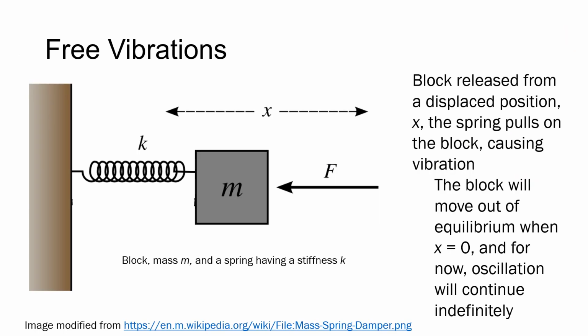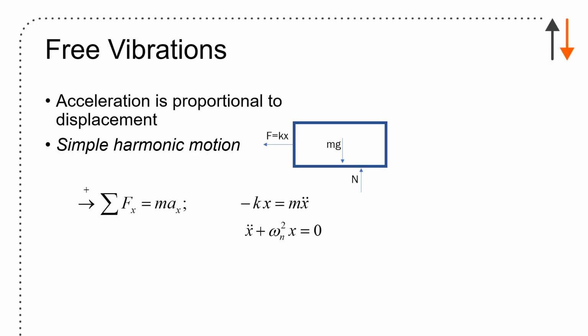A block that is horizontal, so there's a floor underneath this mass. It's released from a displaced position x, and the spring is going to want to pull back on the block, and it's going to cause a vibration that's going to move back and forth. So something like this. This is what I kind of expect. And the block will move out of equilibrium when x equals 0, and for now, oscillation, as far as we're concerned, will continue indefinitely. So acceleration is proportional to displacement. So I have simple harmonic motion of force equals kx in this direction.